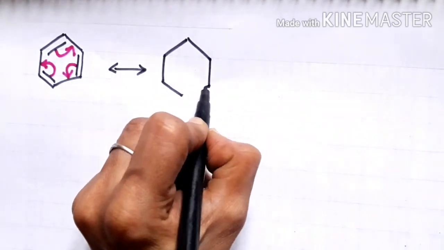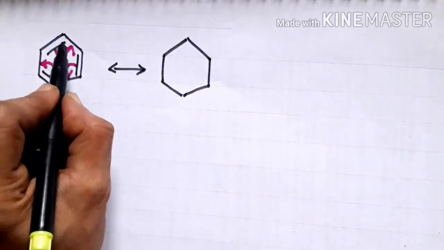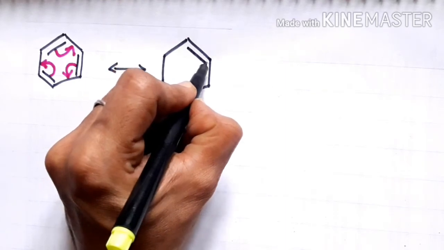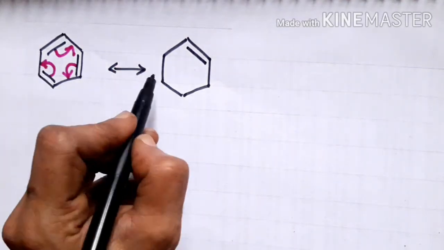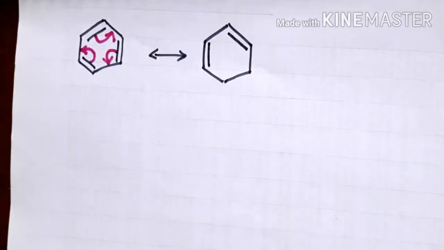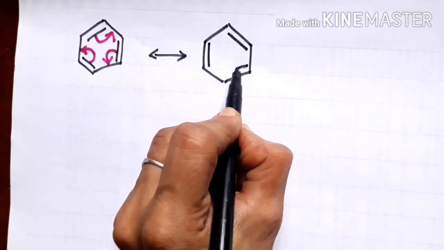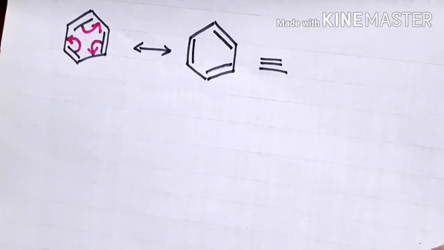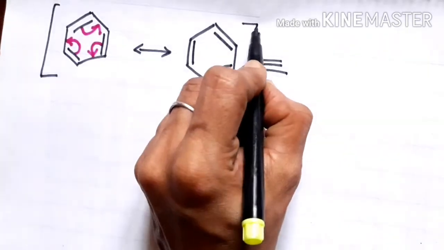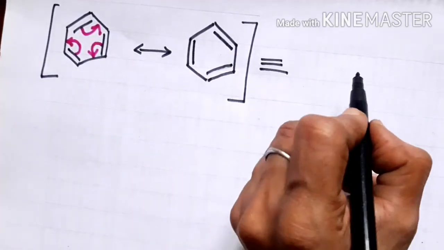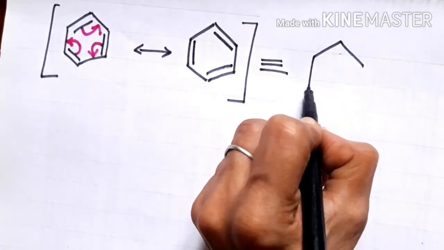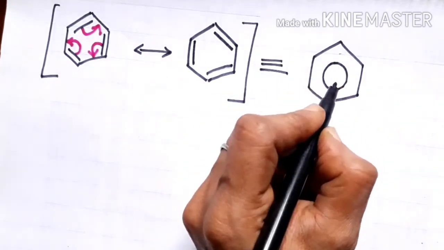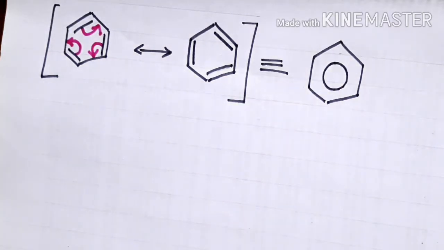And here you find that earlier this was a single bonded carbon-carbon bond, so it becomes a double bond. The pi electrons get shifted in turn, and this becomes a double bond. So the actual structure of benzene is the resonating structure of these two canonical forms, and this is written as a benzene ring, where the pi electrons are delocalized.